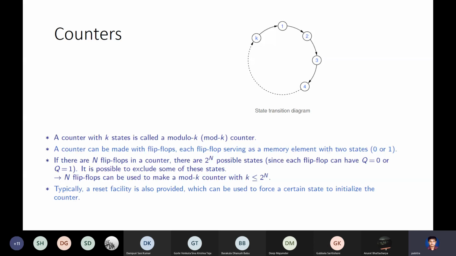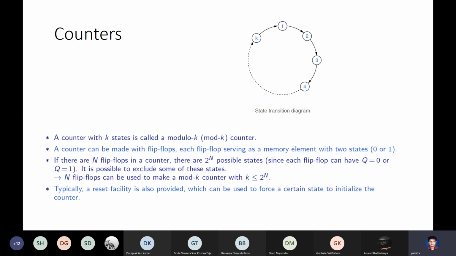We studied different types of flip-flops. The simplest is the SR flip-flop, which has two inputs, S and R. If S is 0 and R is 0, the state is unchanged. If S is 1, the state is 1. If R is 1, the state is 0. And if both S and R are 1, it's an undefined state. Similarly, we had the JK flip-flop, which is the same as the SR flip-flop, with J and K both being 1 also a valid state.